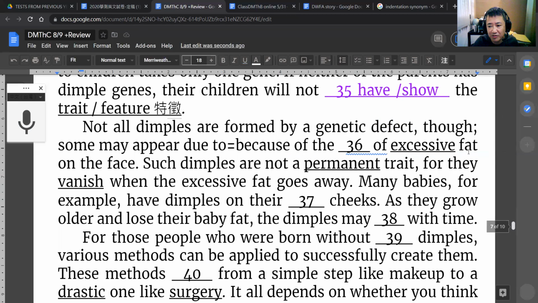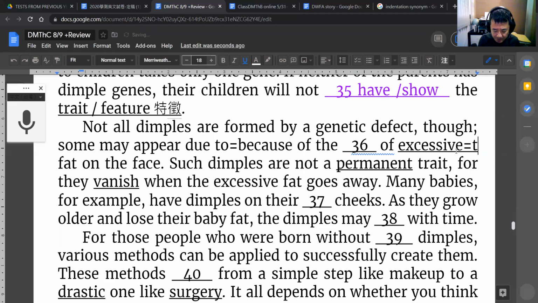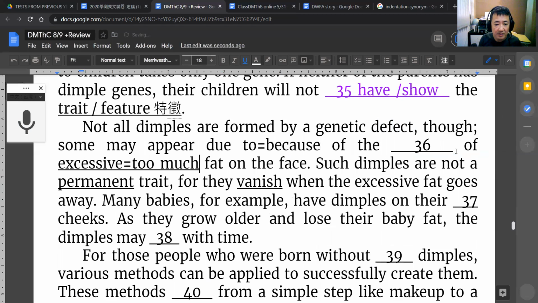Excessive is too much, right? Too much fat on the face. Right? So some are just like 后天的 because, you know, somebody is too fat and then they have dimples. Okay? So some dimples appear because of the, I don't want to say the answer, the 存在 of excessive fat on the face. Okay?